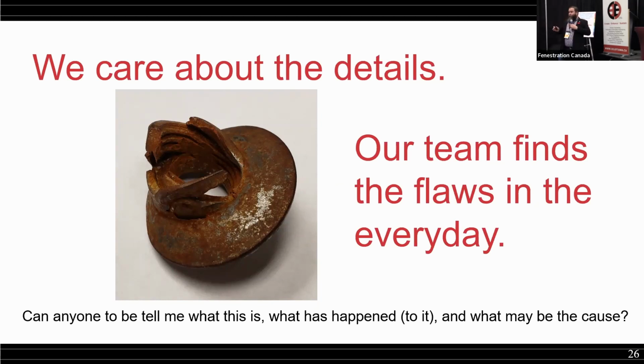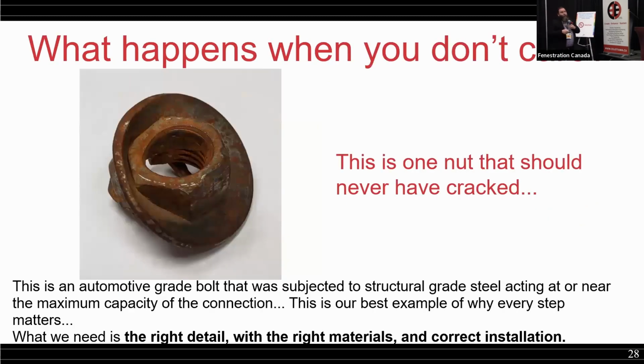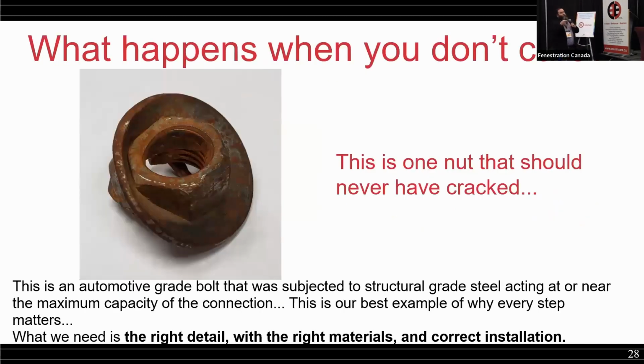And when they finished the work and started trying to walk away, it popped and they stripped out these bolts. I've got 3 views of this bolt, but it's actually an SAE automotive bolt that was subject to ASTM structural loads. And it ripped itself apart and shot across the construction site. So the point about it is knowing when to worry and why. And the ultimate conclusion of it is, you know, this is one nut that should have never cracked.